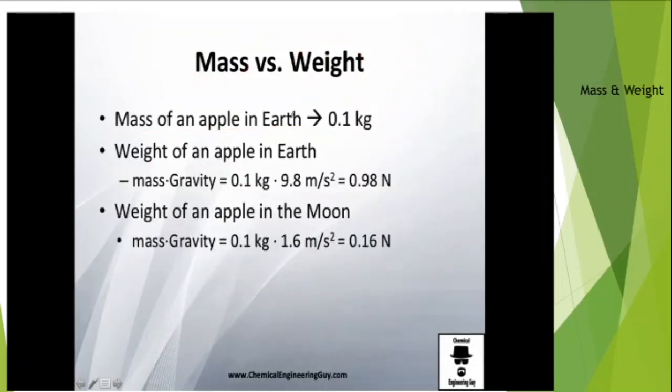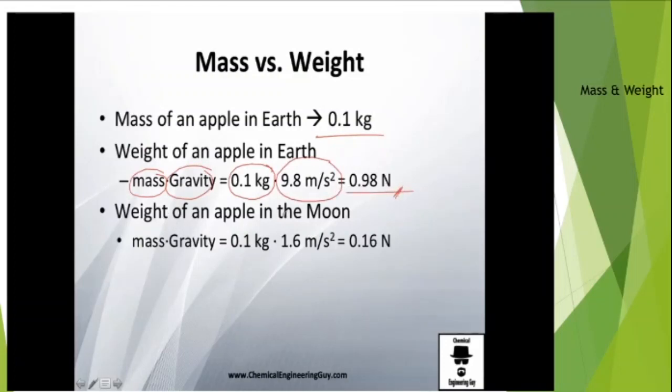The mass of an apple on Earth is 0.1 kilograms. The weight of an apple on Earth will be that mass times gravity, which will be 0.1 kilograms times that gravity, 9.8 meters per second squared, which is about 1 newton.